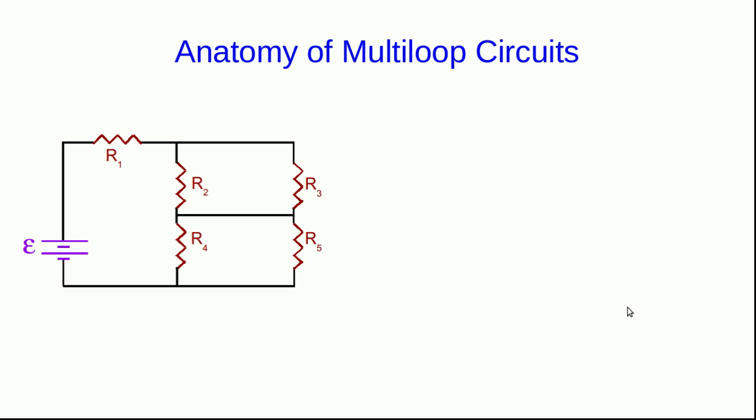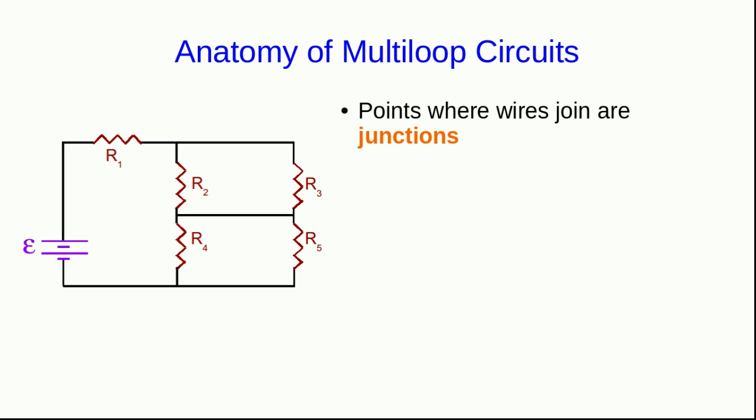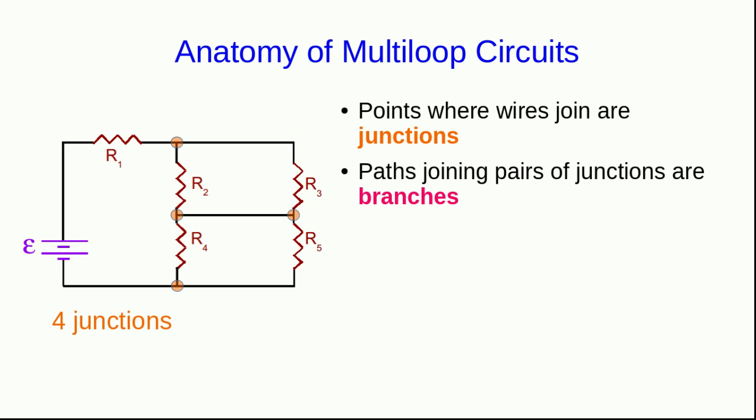There are some pieces of terminology that will be more important to us now that we're looking at circuits with multiple loops. First of all, a point where more than two wires join is called a junction. And so in this example circuit, there are 4 junctions. Any path that joins a pair of junctions without passing through any other junctions is called a branch. And so in this example circuit, we have 1, 2, 3, 4, 5, 6 branches.